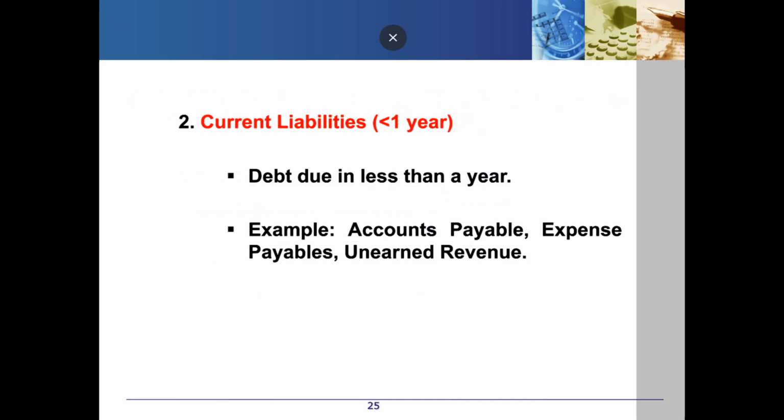Second, current liabilities. Current liabilities are debt due in less than a year. Example, accounts payable, expense payables and unearned revenue.